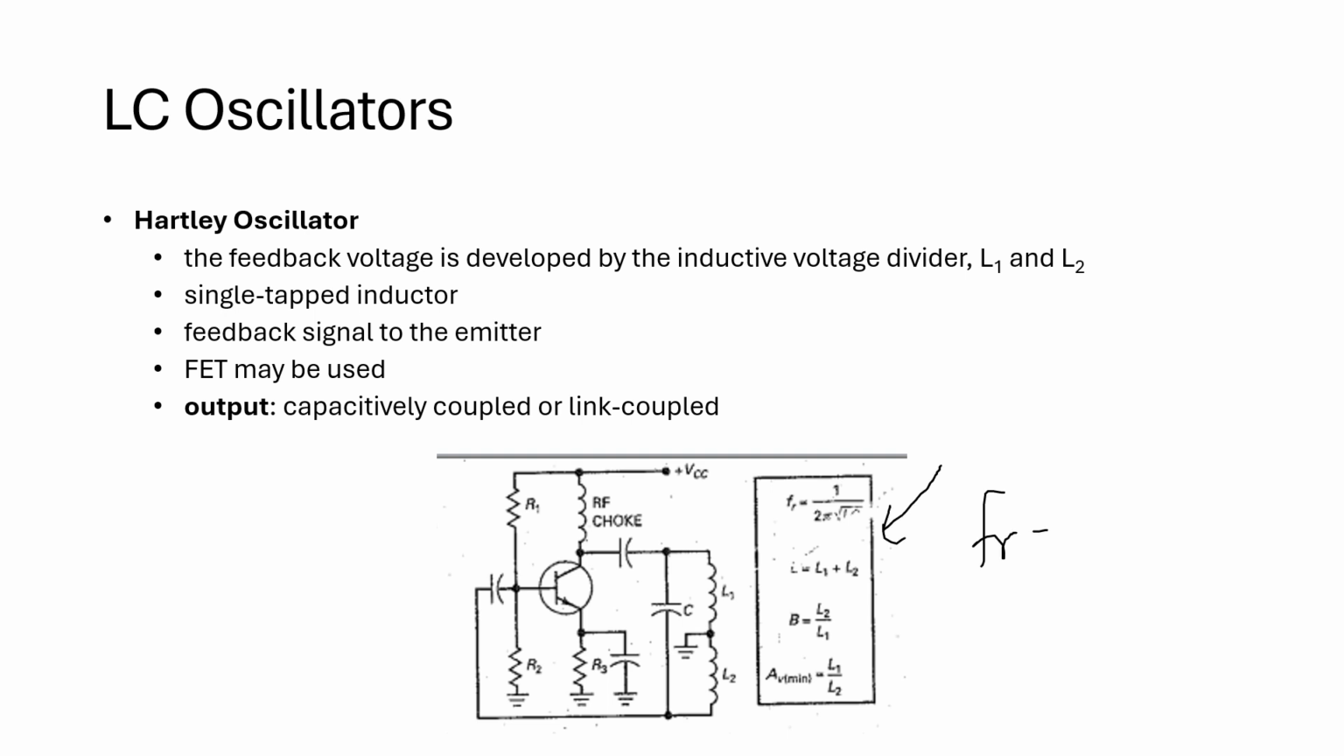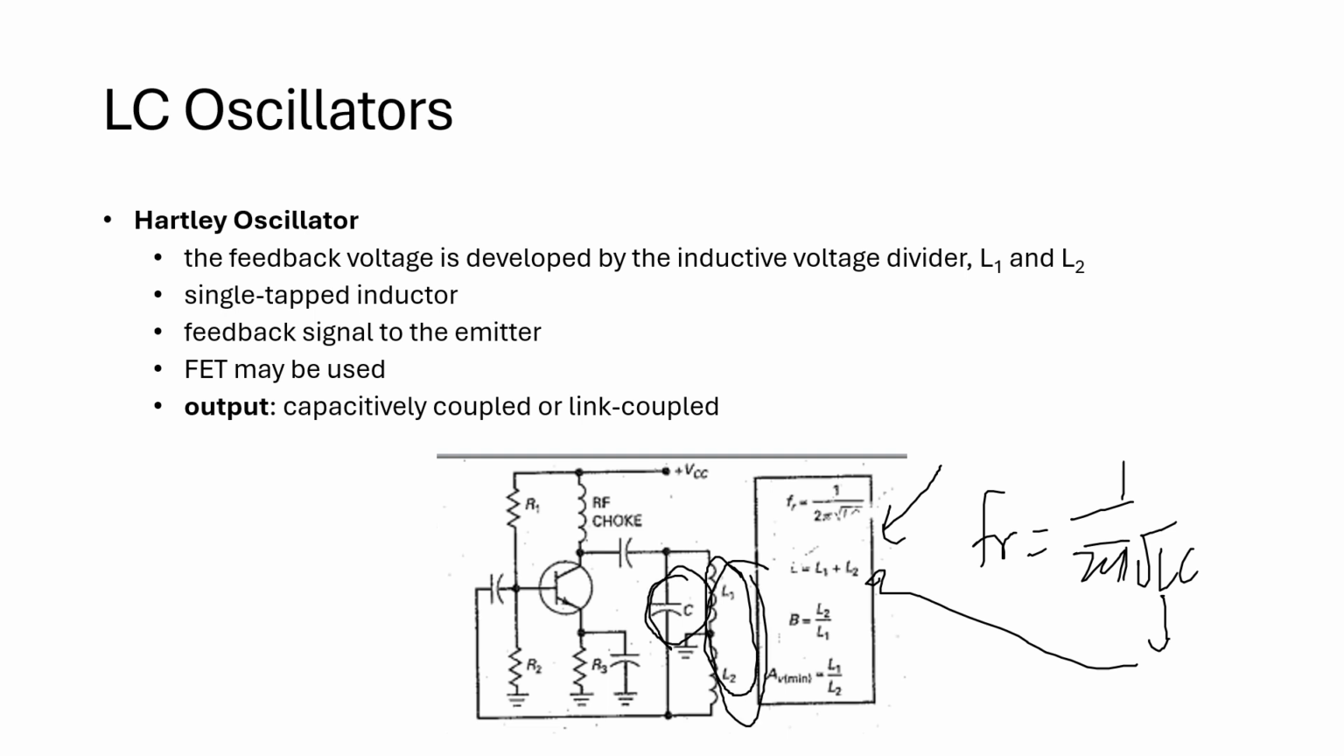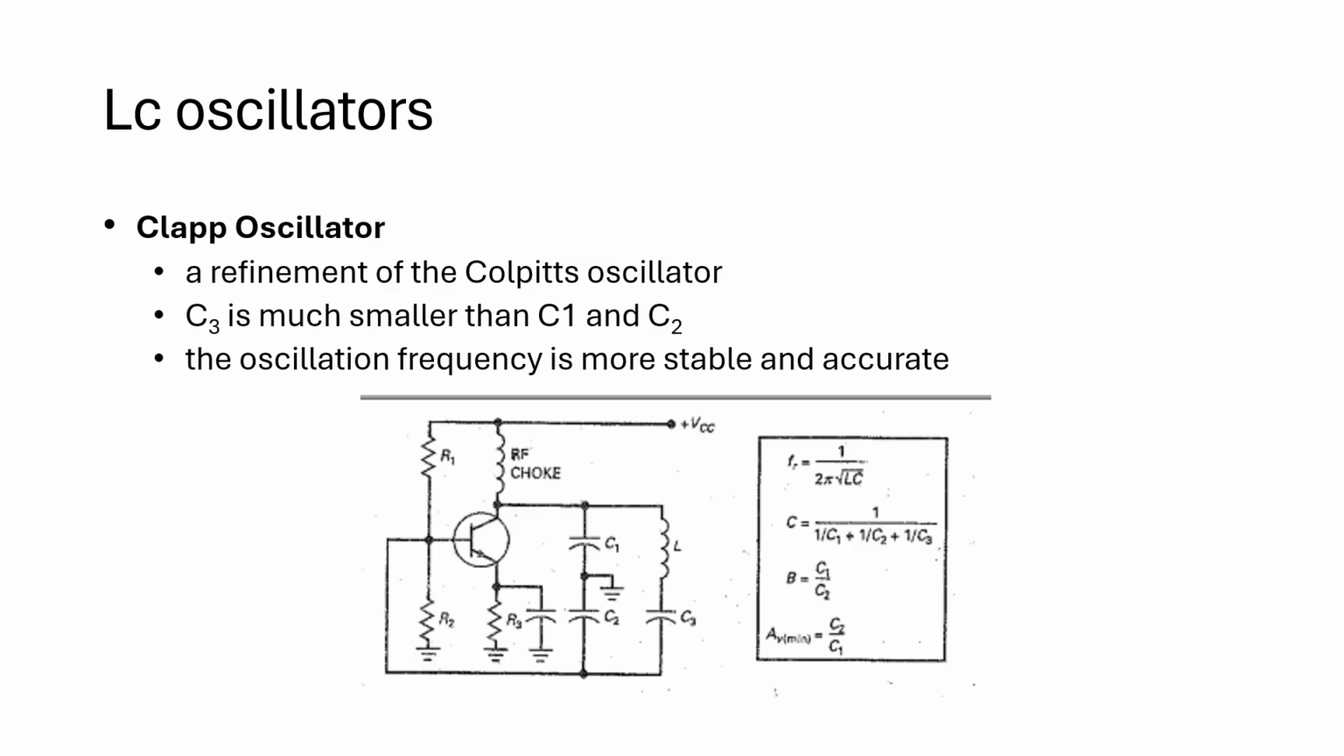is the same, 1 over 2 pi square root of LC, wherein your L here is the sum of our L1 and L2. That is the difference, because in Colpitts, our L is constant while we compute for the value of the capacitance. For the Hartley oscillator, your C is this value, and then you compute for the equivalent value of your inductance. So this is the Hartley oscillator, and then we have the Clapp oscillator.